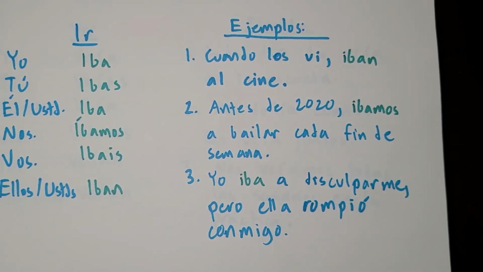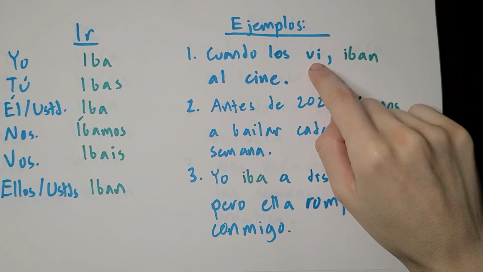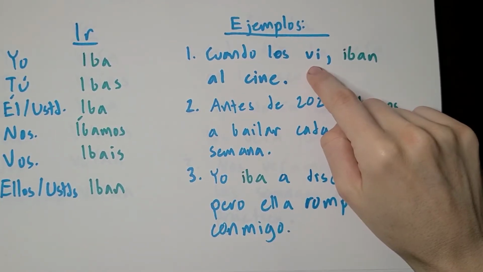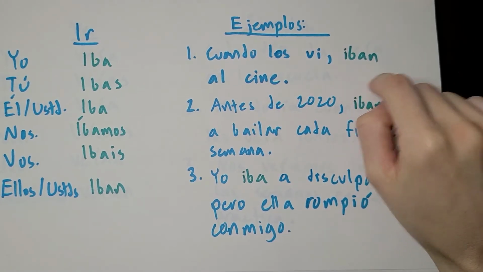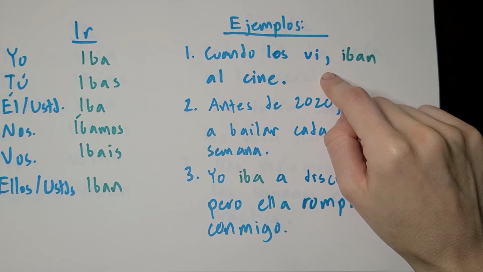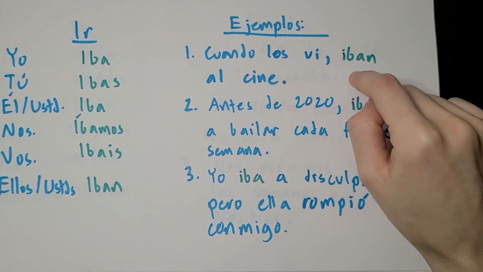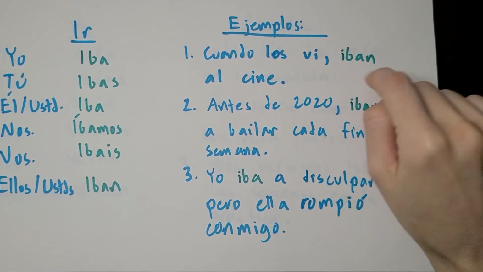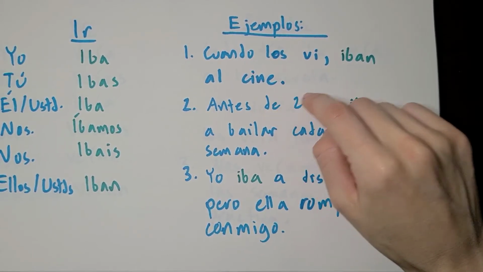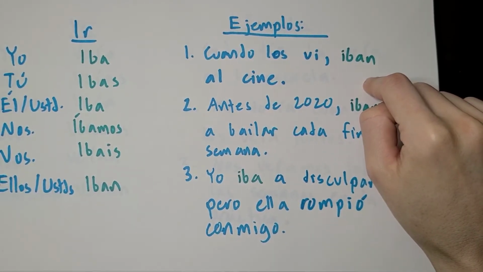This is another, grammatically, an example of the setting the scene concept. You have one verb that happened in a moment, and you have another verb that was going on. So cuando los vi, when I saw them, that was a thing that happened. Iban al cine, they were going to the movie. So el cine is the movie theater, and iban is they were going.